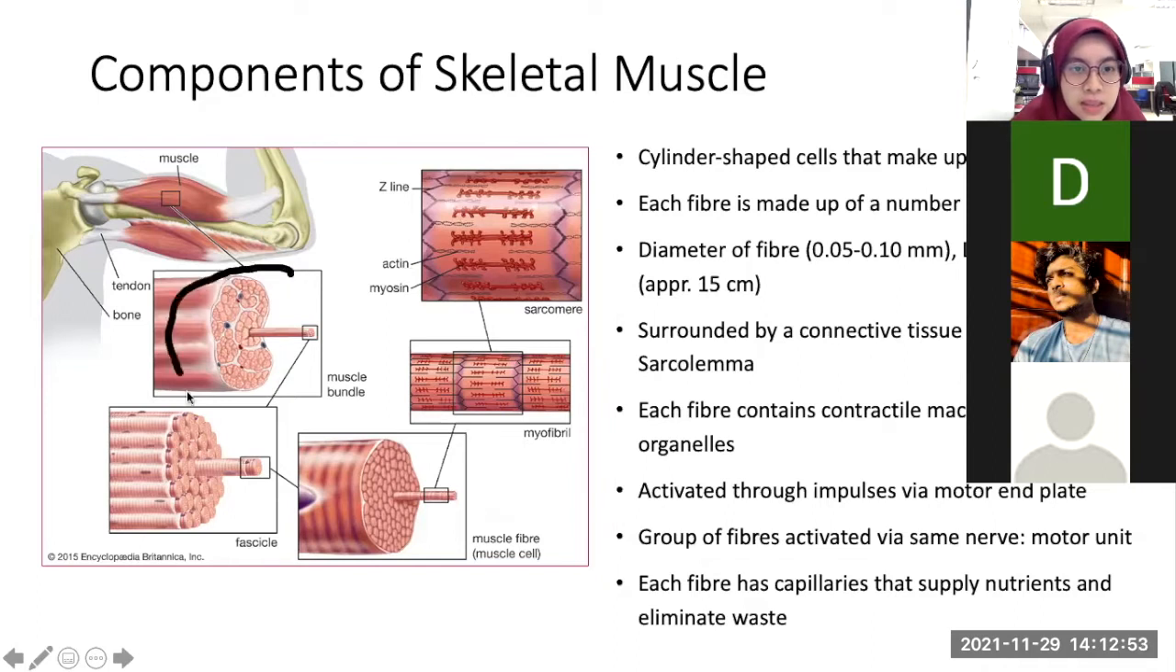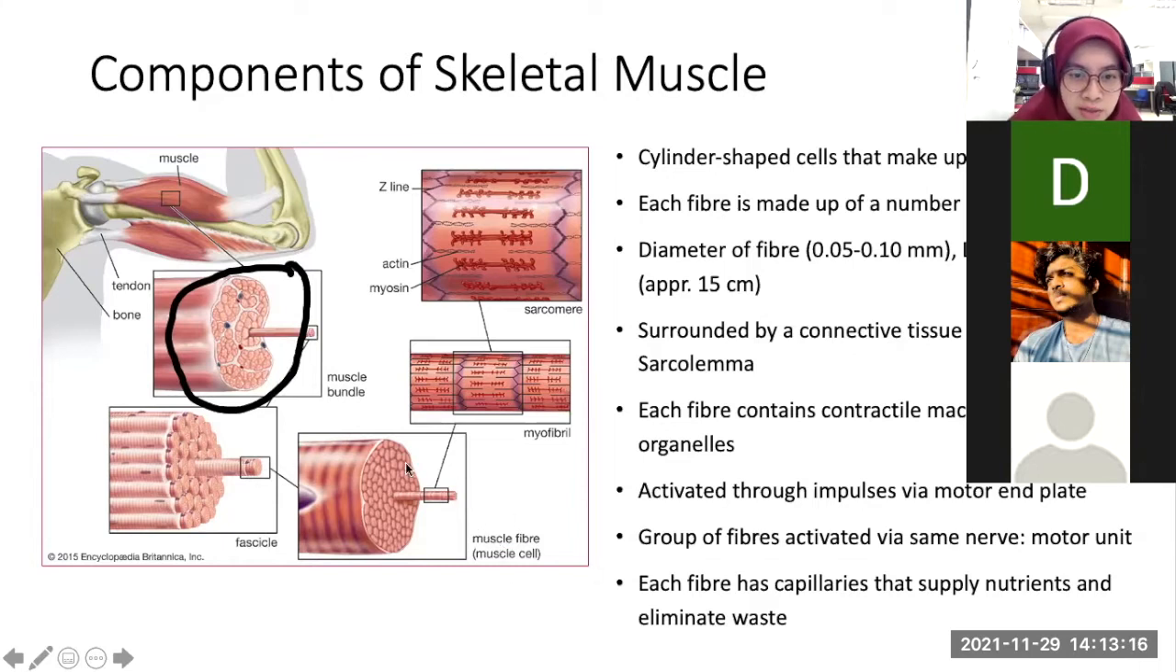Okay, this is a muscle bundle, and each muscle bundle is made up of a lot of fascicles. If we zoom in, this one part over here is a muscle fascicle. Muscle fascicles are made up of a lot of muscle fibers, right? So within these muscle fascicles are a lot of muscle fibers.